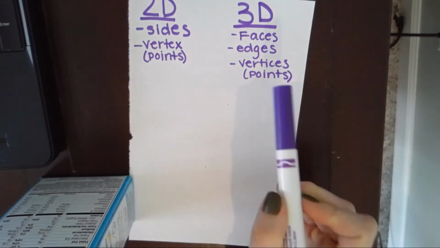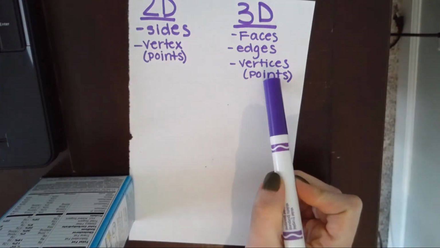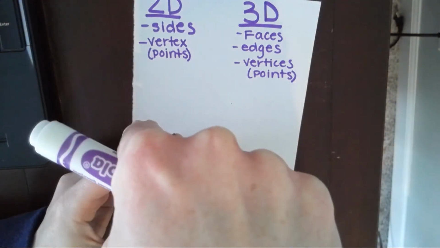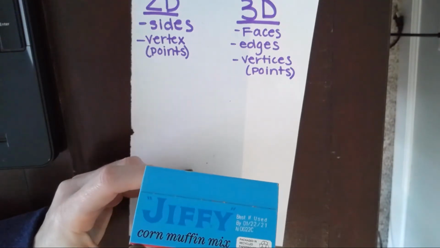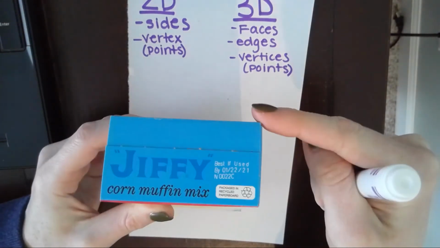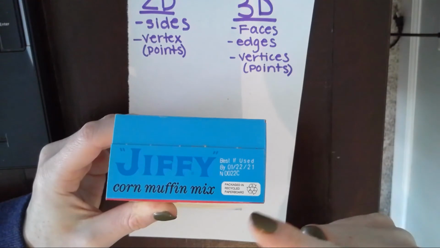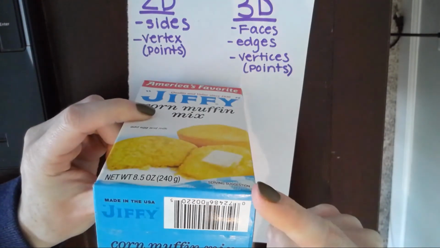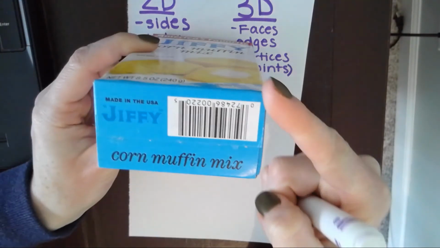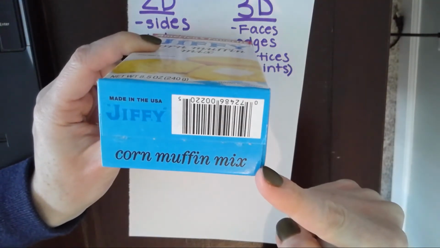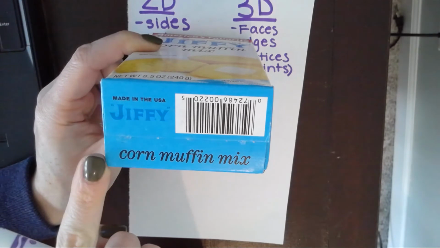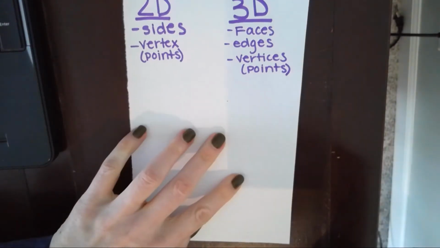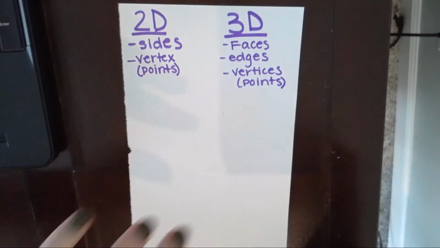Now I can count the vertices, or how many points this shape has, and this has 1, 2, 3, 4, and the bottom 5, 6, 7, and 8. Maybe you can go ahead and search your house for other 3D shapes.